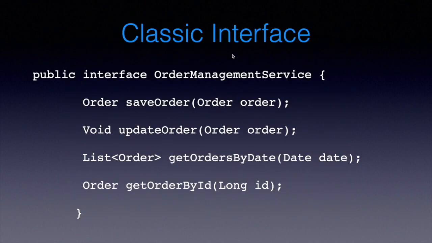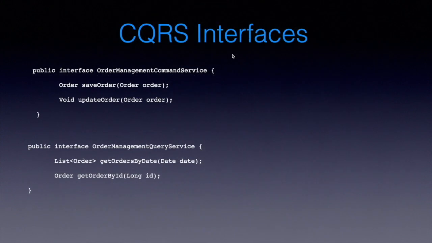For example, in a classical service interface, we have save order and update order, which are write operations, and get order by date and get order by ID, which are read operations. If you want to refactor your classical service interface into a CQRS style interface, it will look like this. We have a command service and a query service. The command service will have the write operation methods, and the query service will have the read operations.